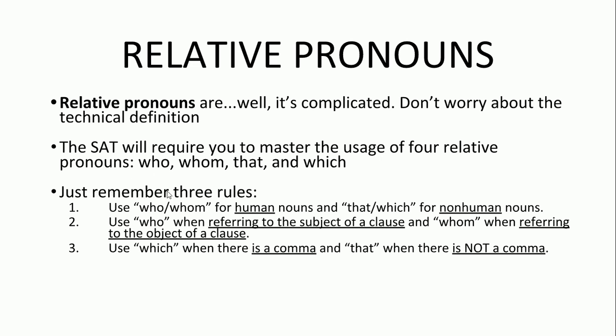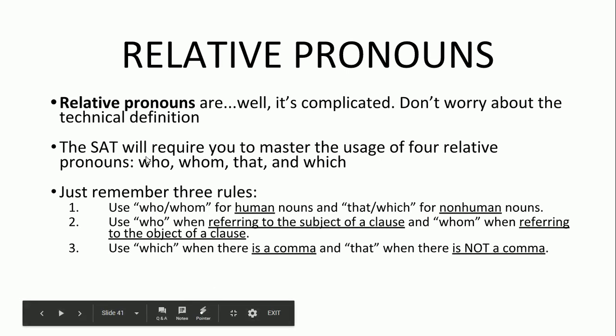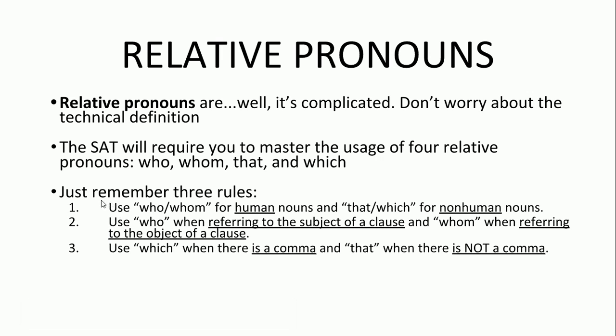And the usage is governed by 3 simple rules. If they know these rules, they can solve any question the SAT throws at them regarding these pronouns. So rule number 1 is you use who or whom for human nouns and that or which for non-human nouns. This doesn't tell you anything about the difference between who and whom or that and which, but it tells you the difference between these pairs, human and non-human.